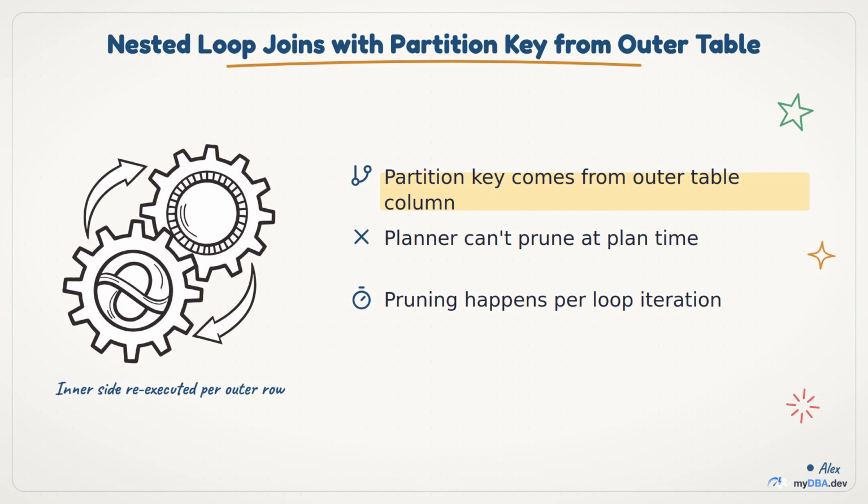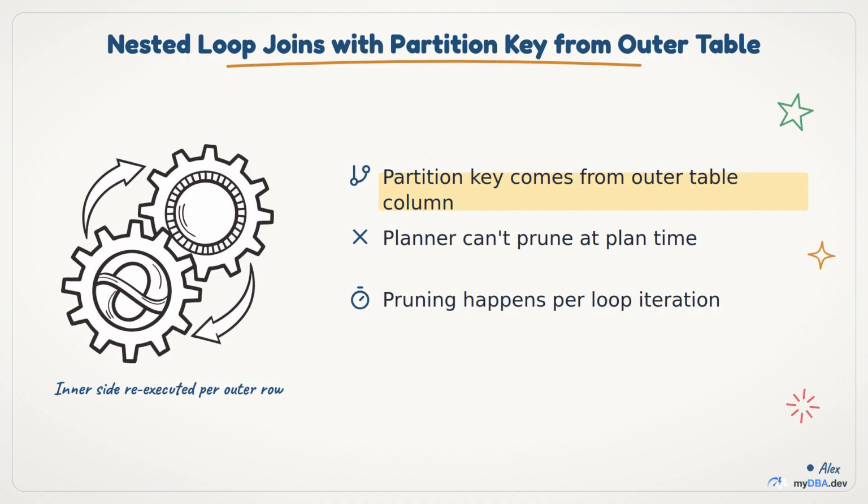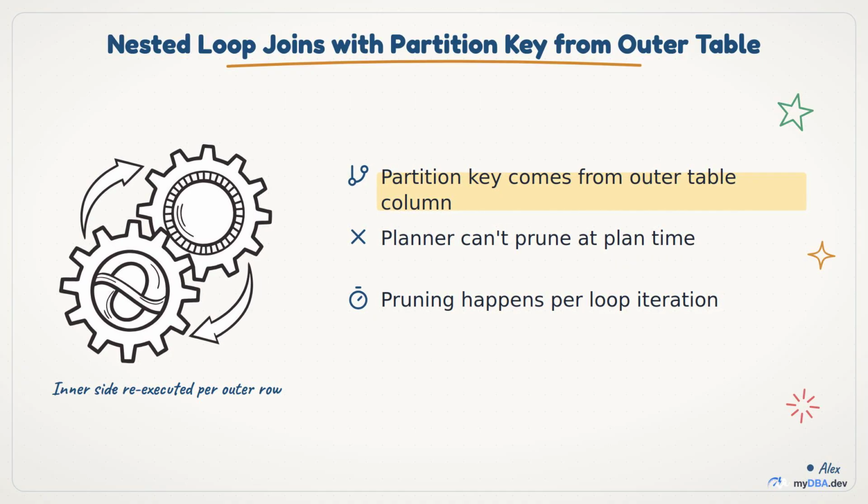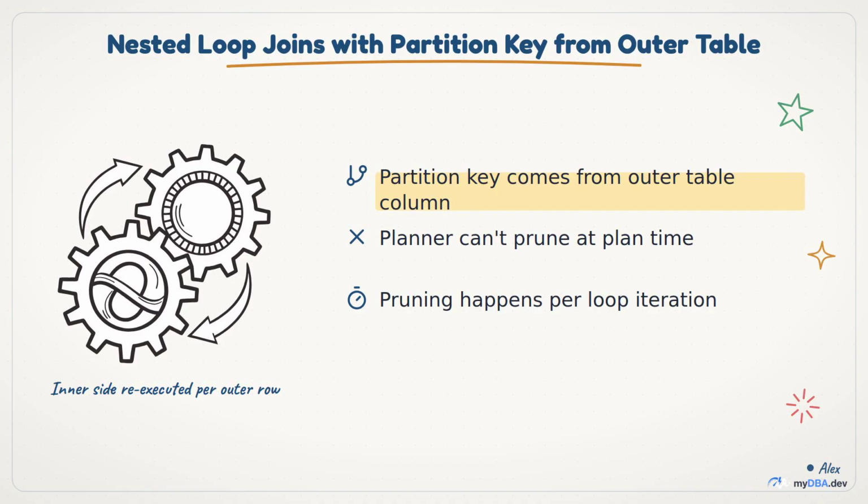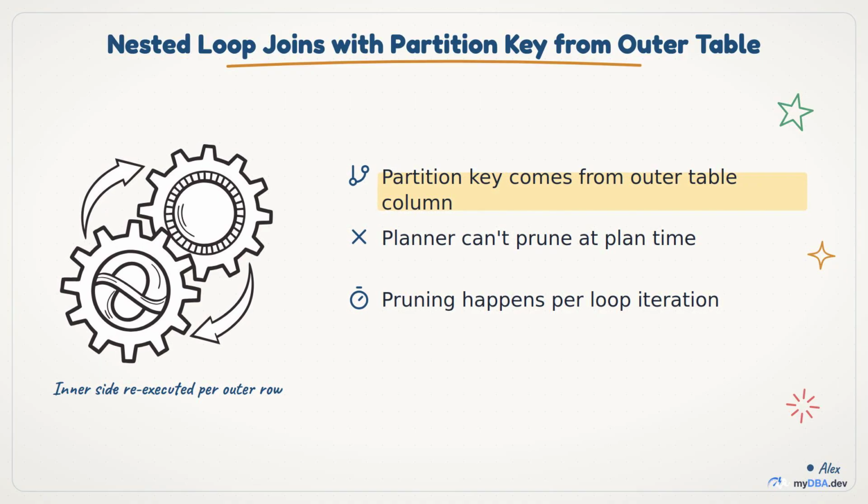If you have an index on the partition key, lookups are efficient. But if you see high execution times with this pattern, think about rewriting as a hash join or pre-filtering the outer table to a narrow date range.